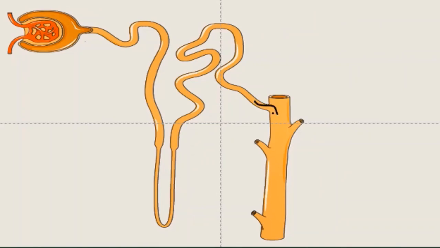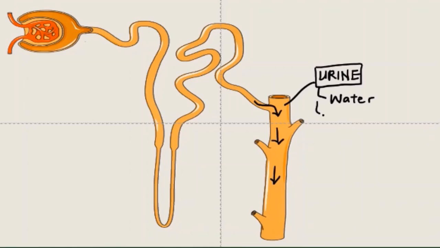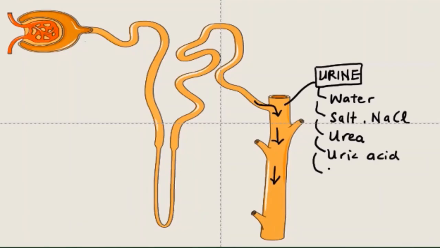At the end of the process, the filtrate enters the collecting duct. The filtrate is now called urine. The composition of urine contains mainly water, salt, urea, uric acid, ammonium ion, creatinine, and other waste substances. The urine moves further down the collecting duct to the ureter and finally reaches the bladder for temporary storage.